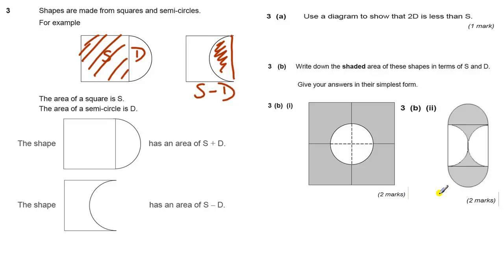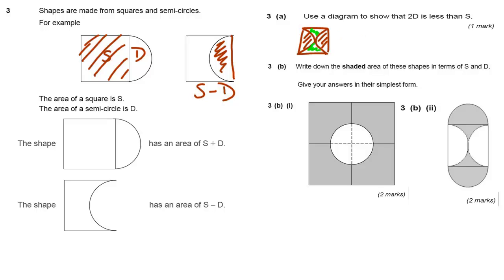Now, there's a lot of writing here to try to explain that to you, and then you've got to answer this question. Use a diagram to show that 2D is less than S. So if we start with a square, or try to draw a square, and then we take one semicircle away, and then another semicircle away, so we're taking those two bits out, then we're left with this area in here, which I'll show you in a different colour. We're left with this area here.